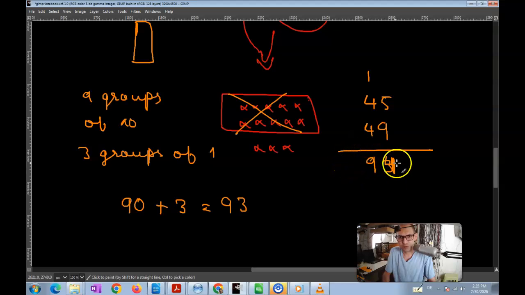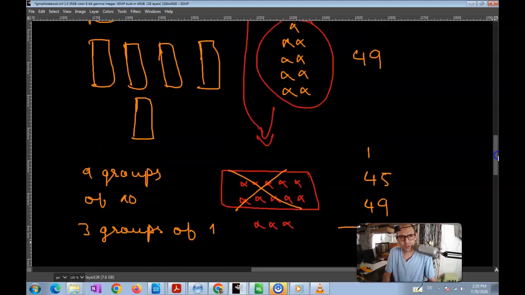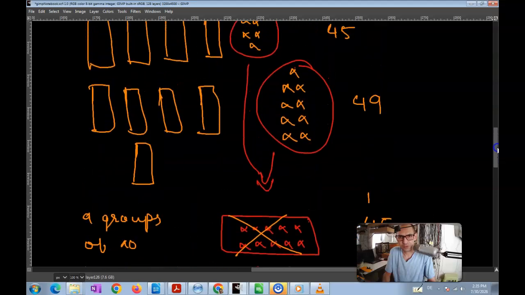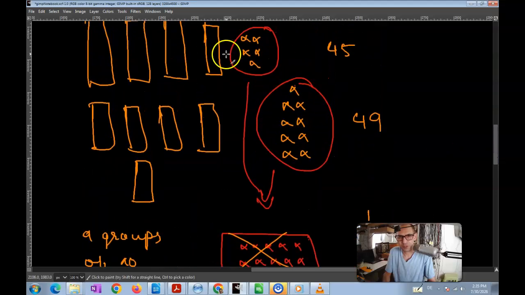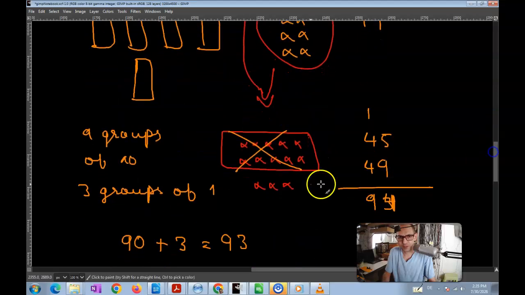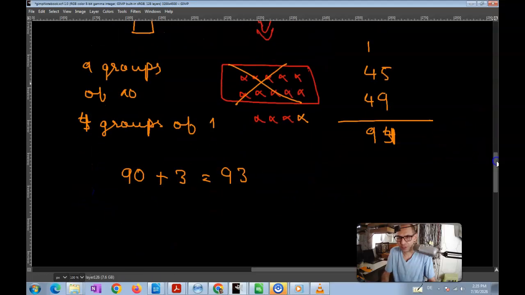There is something wrong here, and what is wrong is that 9 and 5 is 14. It's actually 14, so I need one of these over here. So then I have 4 groups of 1 left over here, and so then I have to write 90 plus 4 is equal to 94, which is the number that we got here, right?